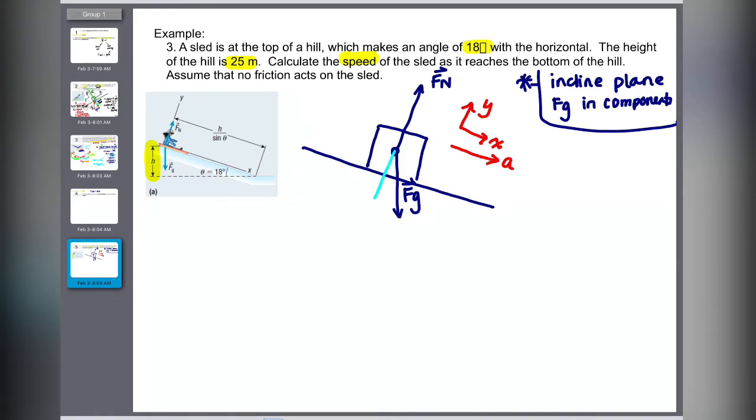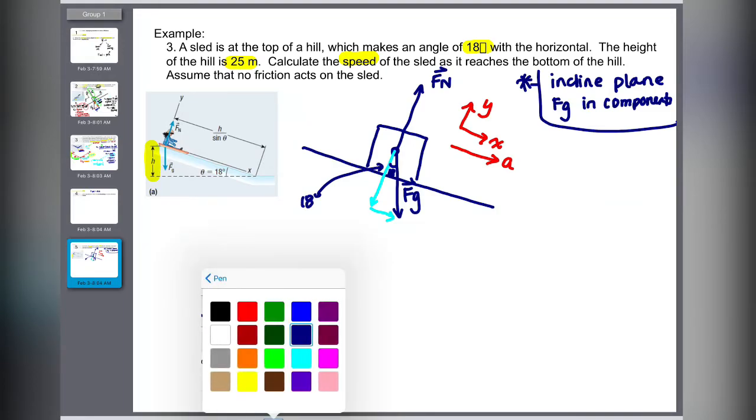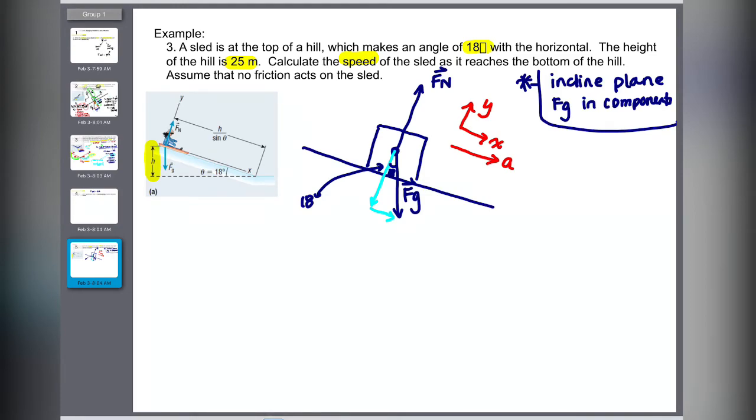So FG is going down, lining up with the FN, so I'm just going to draw it down and then going forward. The angle they gave us is 18. Where does 18 fit inside this triangle of FG? We talked about that just now. This angle is 18. Okay, the angle at the top is 18 degrees. I'm just going to change into a darker color because it's hard to see. So this one is 18 degrees.